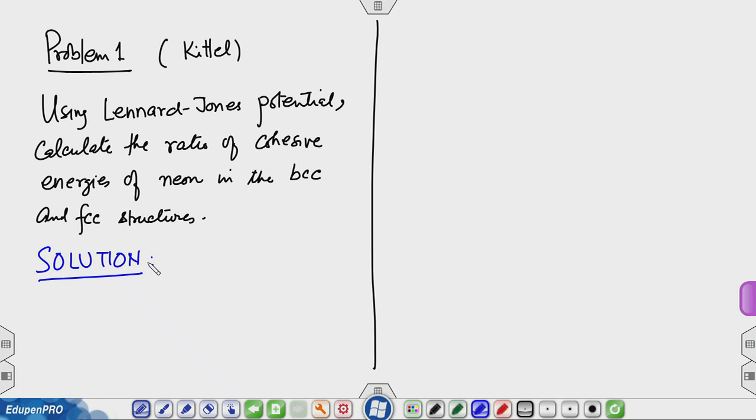So, what are we doing in this problem? We are taking the neon crystal once we are making it arbitrarily, or imagining that this could be a BCC crystal, and the other structure we are considering is the FCC structure.